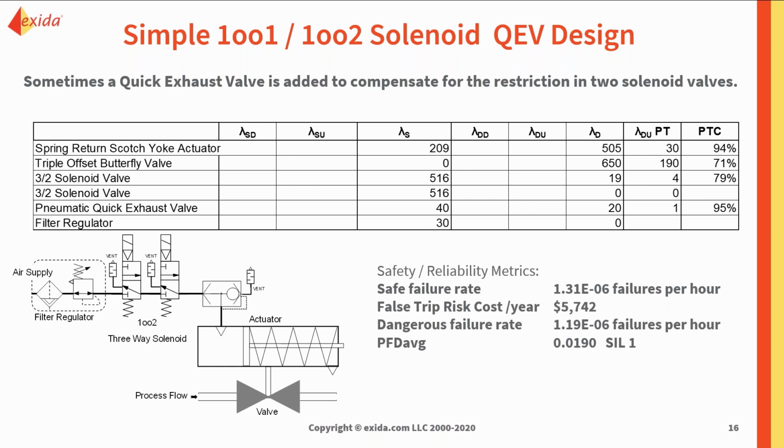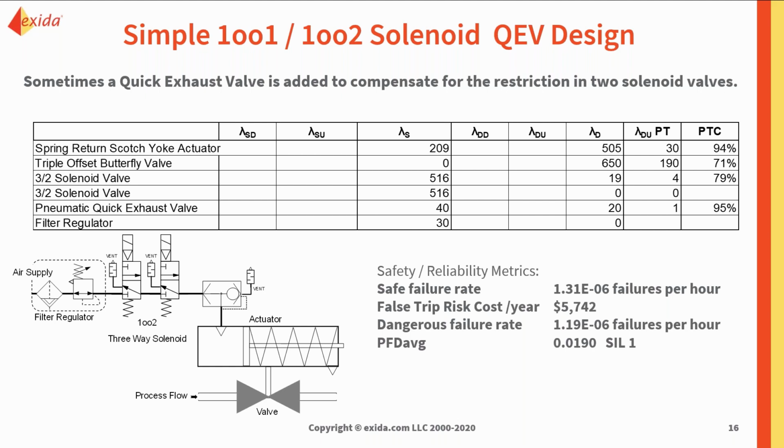And we arrived at a safe failure rate of 1.13 times 10 to the negative 6. Remember, that cost per year is $5,742 now per year. Our dangerous failure rate, the one that everybody pays attention to, is 1.19 times 10 to the negative 6, which, what does that mean? Bottom line, your PFD average is 0.019, which is a SIL 1.